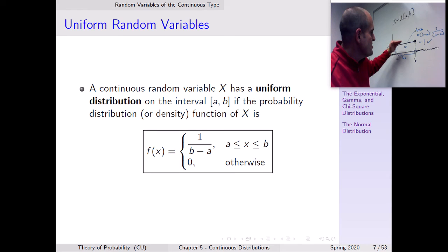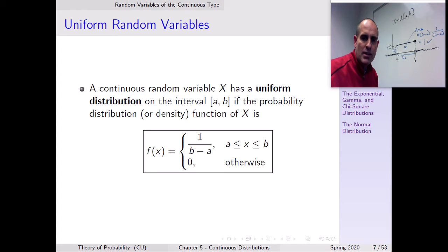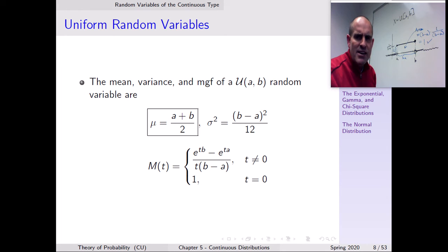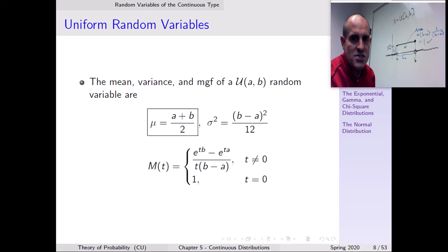So a density that is at the same height everywhere is basically saying the random variable is equally likely to be anywhere in here. The mean is, not surprisingly, right in the middle of A and B. It's A plus B over 2. We'll talk about that a little bit more later on when we start talking about expected values in the continuous case. Sigma squared, which remember is our notation for the variance, is B minus A squared over 12.